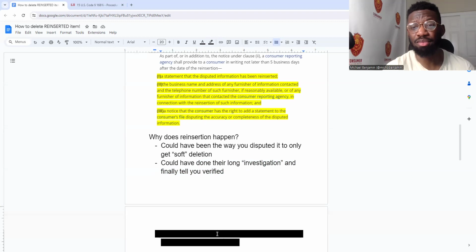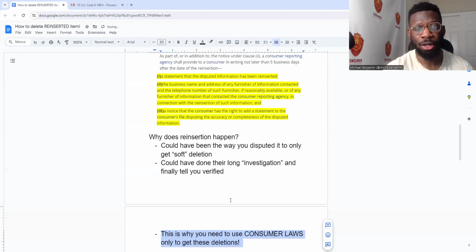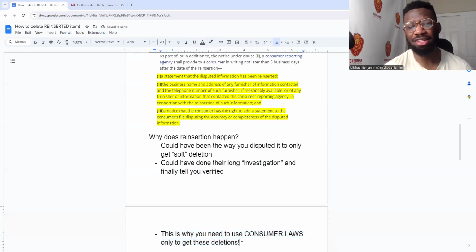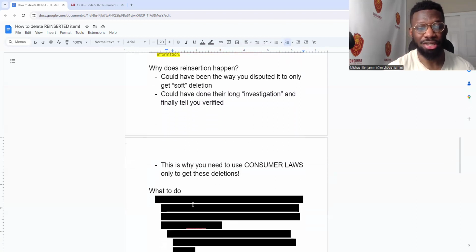If you're disputing it in the first place, if you're disputing the correct way, you're probably disputing because the item is inaccurate or incomplete, right? So you're always going to have that to fall back on if the item is in fact inaccurate or incomplete. So I just make it a point to say this is why you need to use consumer laws only to get deletions. Don't do any BS methods. All that Metro 2 nonsense, all that factual disputing. Factual disputing can be cool, but at the end of the day, consumer laws are the best way to go, right? Don't do no false police reports, you know what I'm saying? So just keep that in mind.